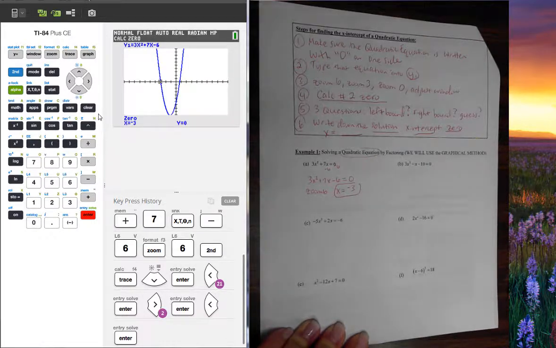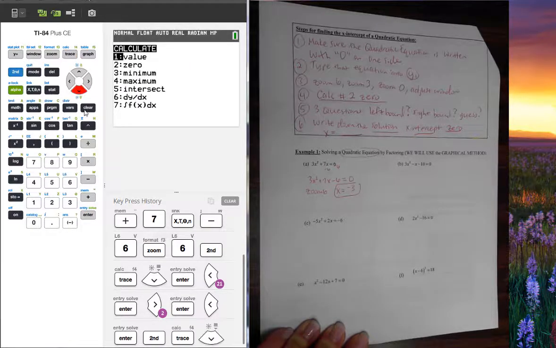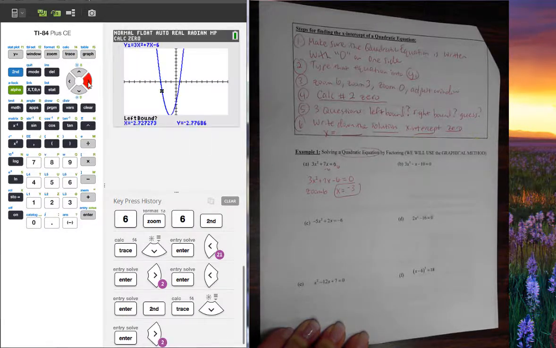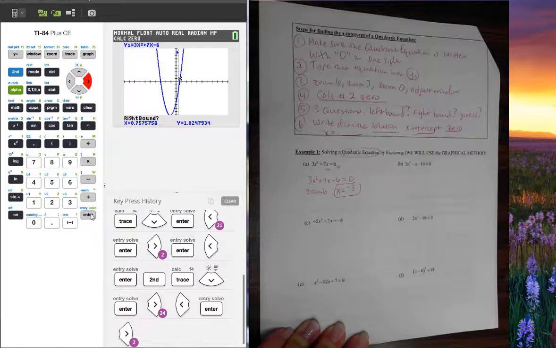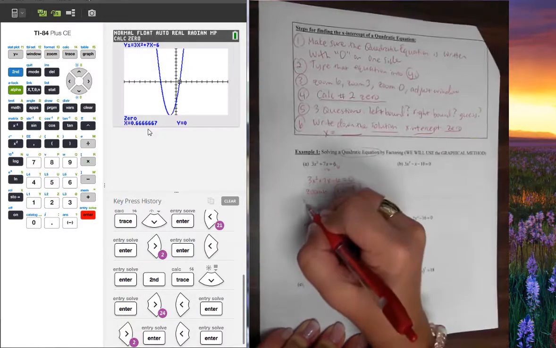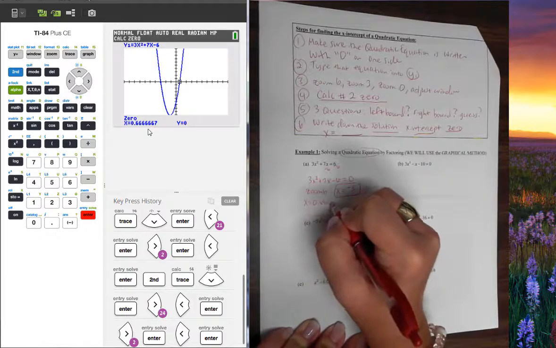All right, and the other one, calculate, zero. Left bound, get to the left of the other intercept. That's good, press enter. Get to the right of it, press enter, and get on it and press enter. And 0.666666, we get a decimal on this one. X equals 0.666666.